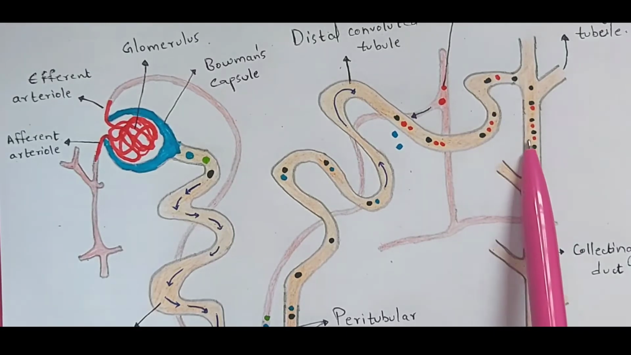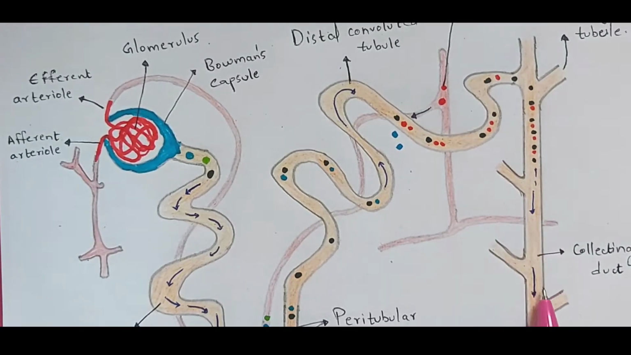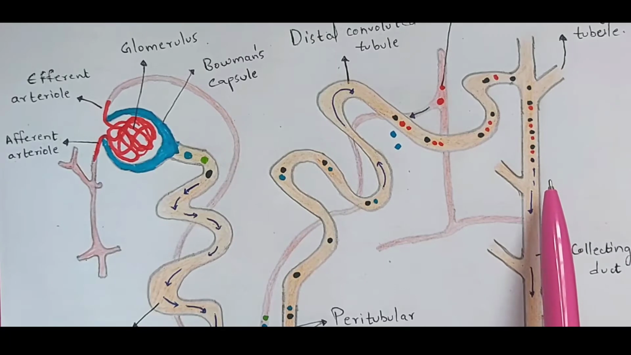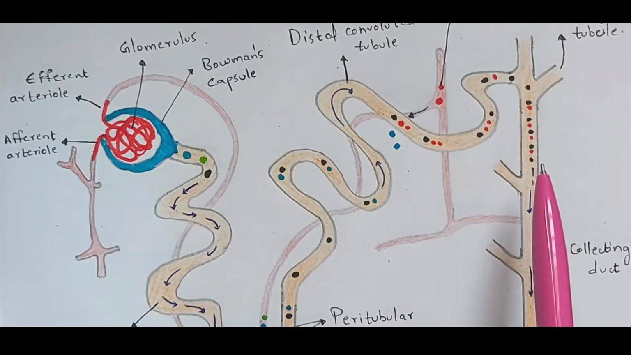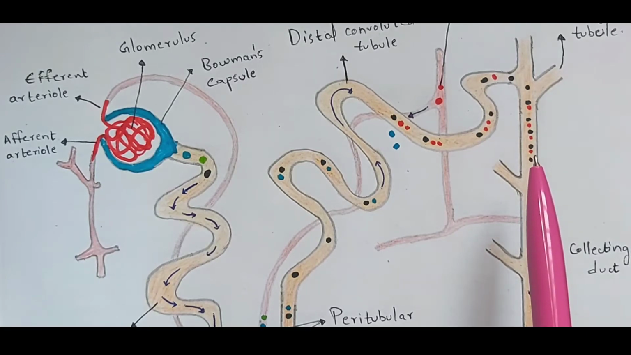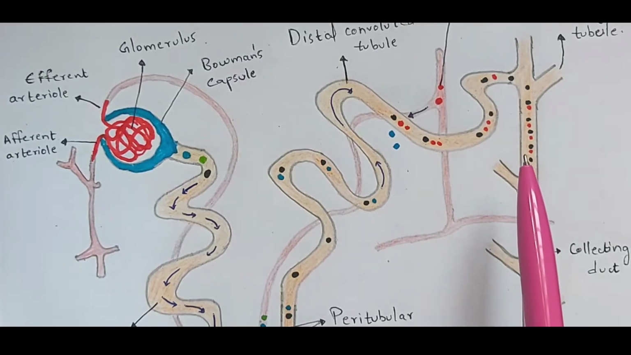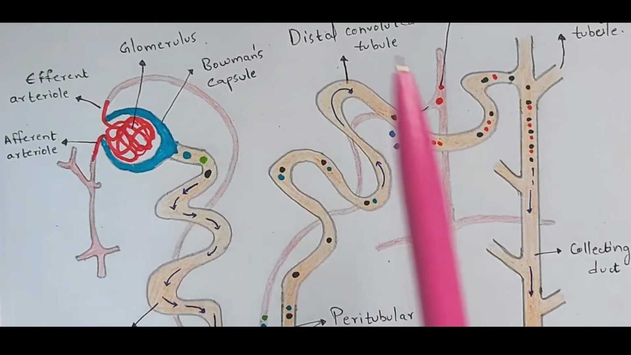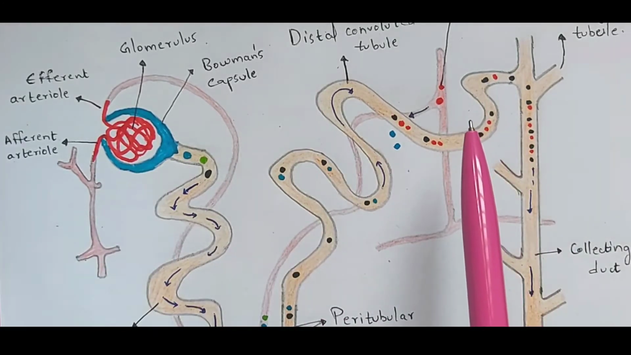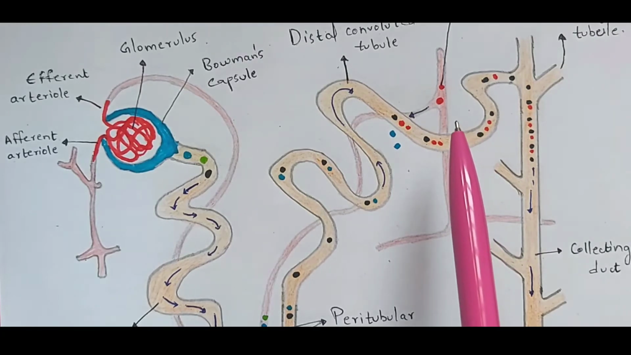And now what will happen, this common collecting duct will get attached to the ureter, right? And then it will open into the urinary bladder. And finally the urine which has passed out from the nephron to the urinary bladder will be excreted out in the form of urine by the human body, right?